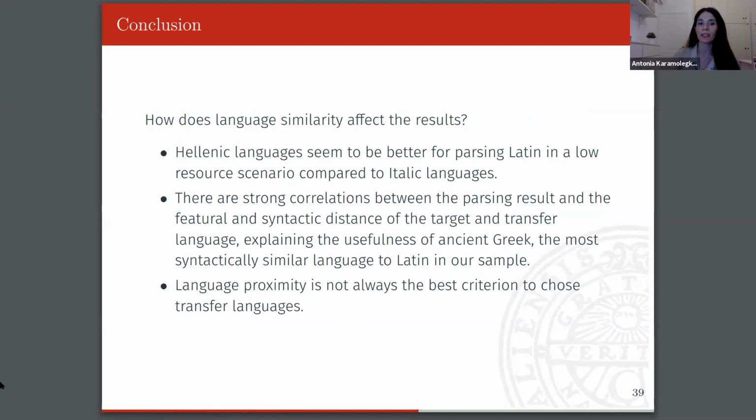The most syntactically similar language to Latin in our sample was ancient Greek. And this actually is quite intuitive because it is a parsing task, and the syntactic similarity plays an important role. And finally, we can say that language proximity is not always the best criterion to choose transfer languages. So we have to rethink when choosing transfer languages. And this was it.